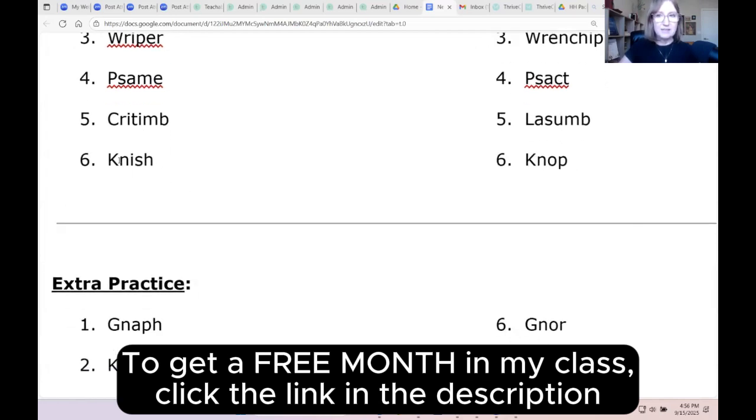Try number 6. Let me do number 6 with you. So we have this KN that's going to say N. The K is silent. Here we have an I, and here we have a sh. So 3 sounds in this 5-letter word. N, I, sh, nish, nish. So what would yours say over here? Nop, nop. Yeah, nop.